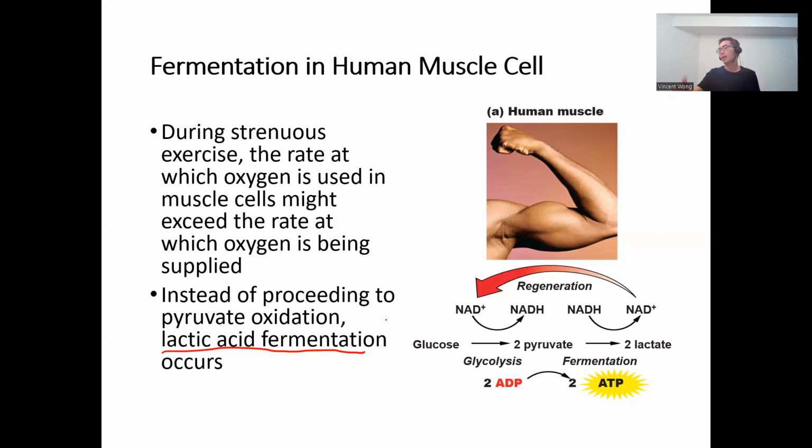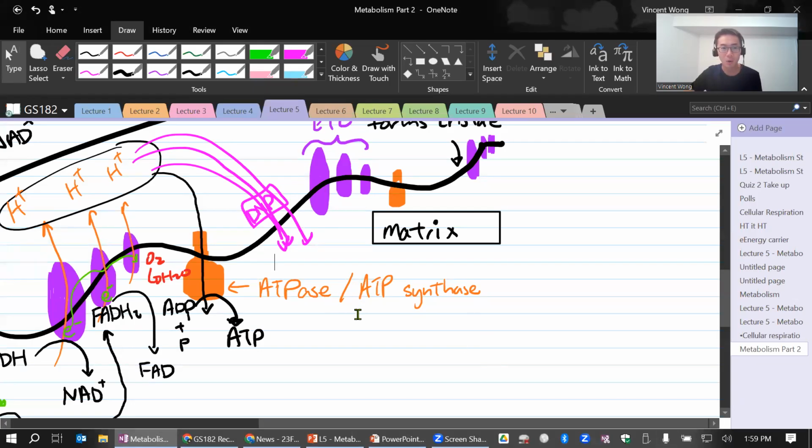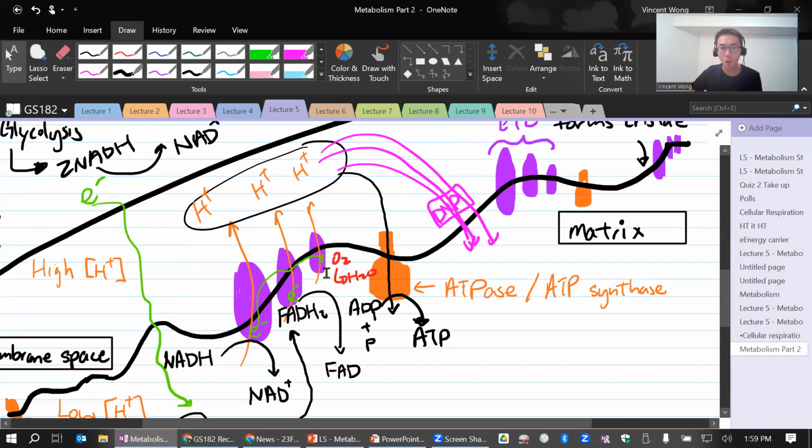As I have been trying to drill into your head for the past half an hour, when you don't have enough oxygen, you cannot pull the electron away from the ETC. And that clogs up the ETC, right? When the NADH comes, it will have nowhere to put the electron. And that stops the whole ATP production, right?